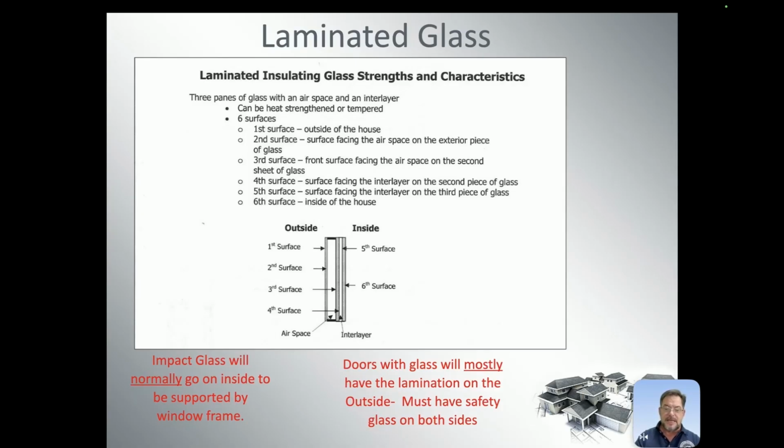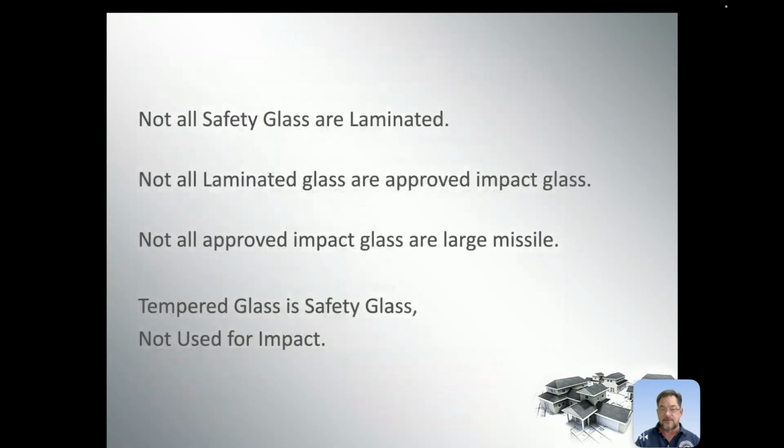Most of the time you'll see the laminated on the inside, and the glass is usually there to protect the lamination from the sun. If you've ever seen shutters, like a Lexan shutter that turned yellow because it sat out in the sun too much, this is why. It's to keep it clear. They can actually put products in there that stop the UV, so it stops that from happening.